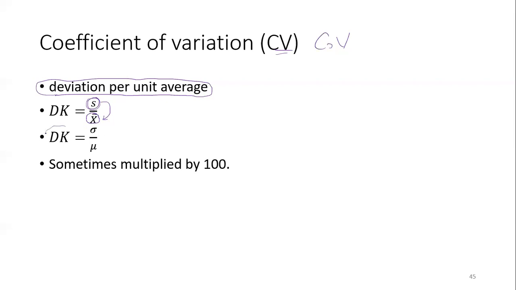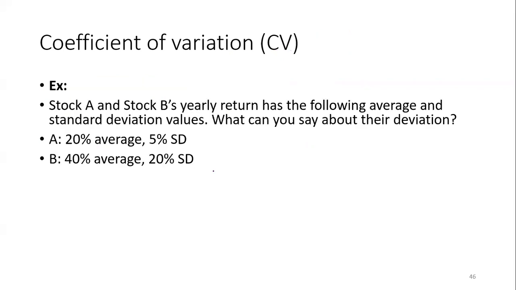We will talk about this later, but this is the standard deviation of a population and this is the mean of a population. So if you're calculating the coefficient of variation for the population, it's equal to sigma divided by mu. And sometimes it is multiplied by 100 because it shows the percent of the data, or you report the coefficient of variation as a percentage.